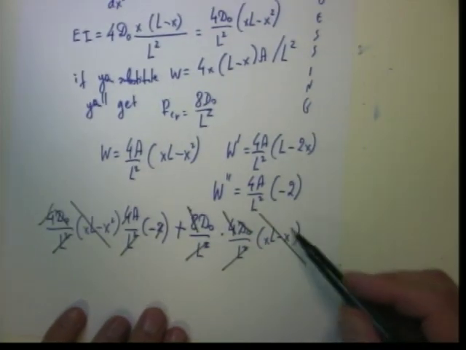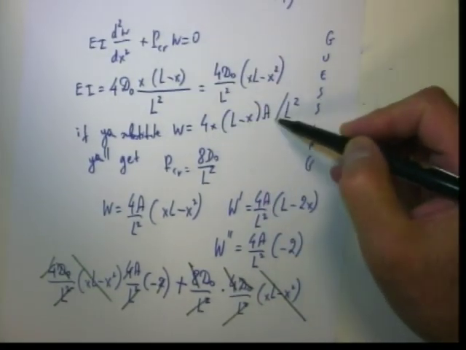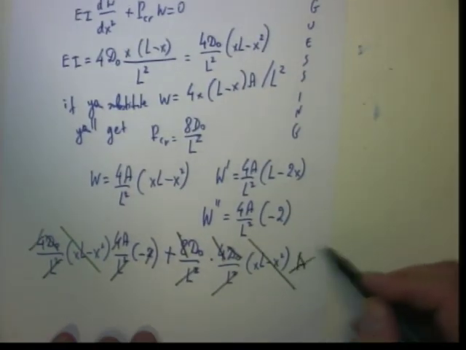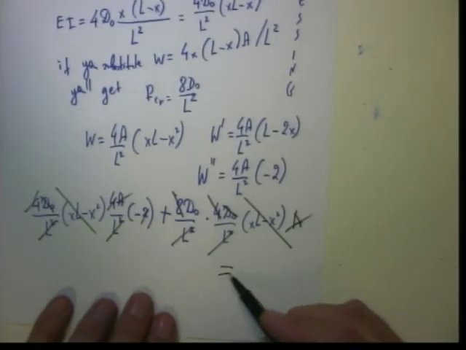So I forgot here A, because W had A. So this A and A are gone. So that is 0. Everything cancels. So Engesser.